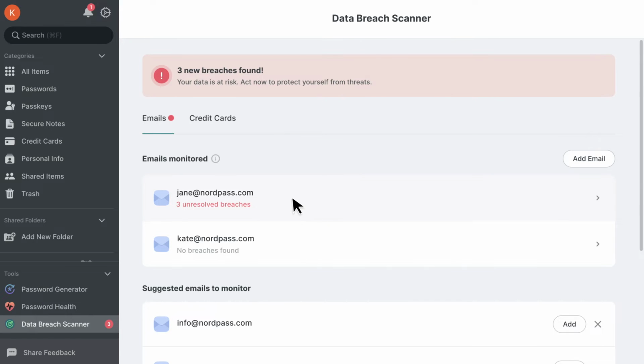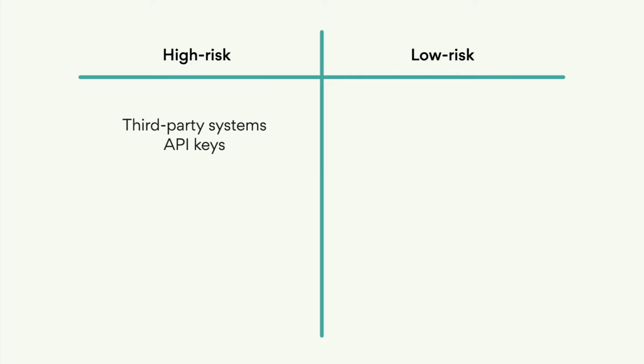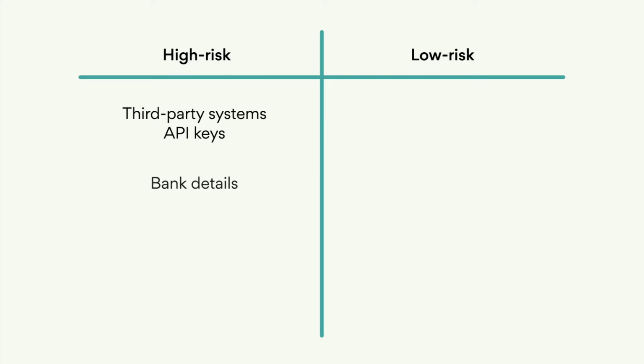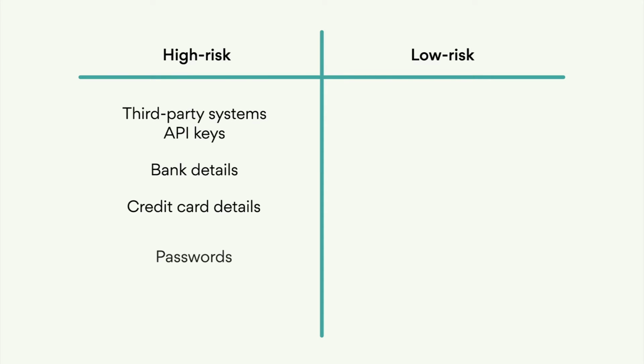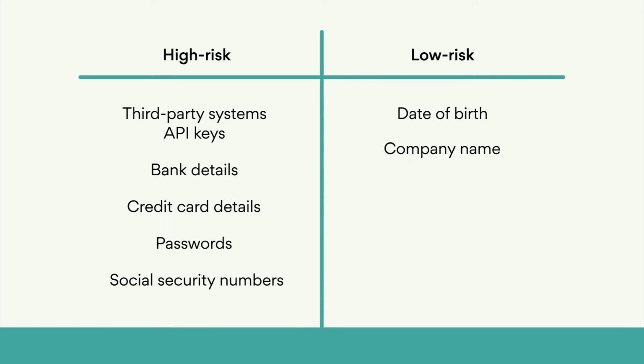NordPass classifies breaches as high priority or low priority to help you decide which actions to take first. The risk level depends on what type of data was compromised. For instance, NordPass identifies API keys for third-party systems, bank details, credit card details, passwords, and social security numbers as high-risk data. In contrast, a leaked date of birth or company name is considered low risk.